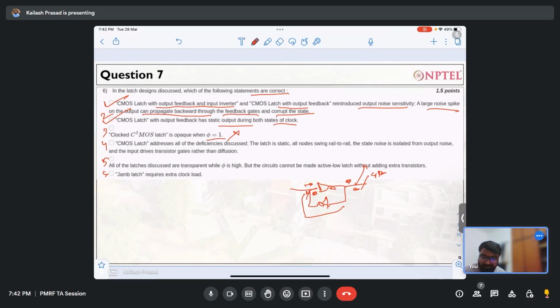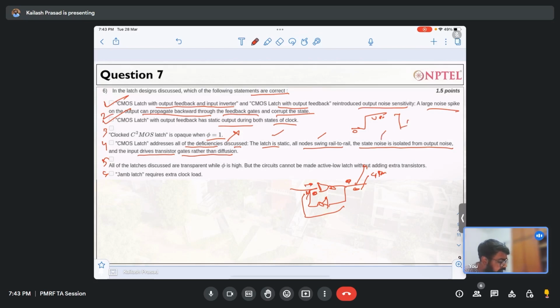The fourth statement is: CMOS latch addresses all the deficiencies discussed. The latch is static, all nodes swing rail to rail, the state noise is isolated from the output noise, and the input drives transistor gates rather than the diffusion. So all four parts of this statement are correct. The latch is static, and all nodes swing rail to rail, meaning it will go from 0 to VDD or VDD to 0. So that is also correct.